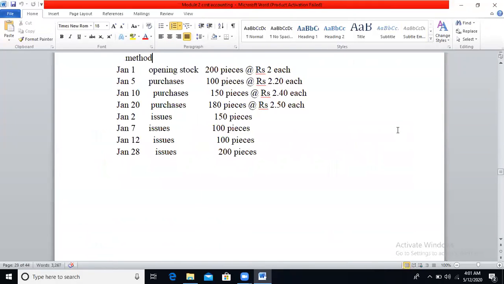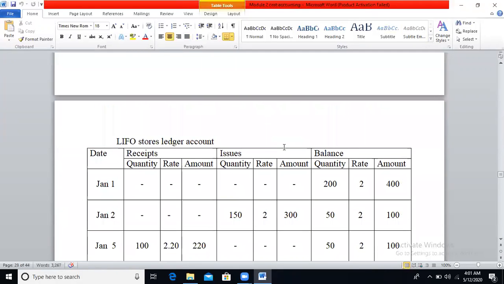Then January 2nd, we are making an issue, that is issue of 150 pieces. January 2nd, we are issuing. See the balance in the balance column. Here we are having only one balance. So we have to issue at this price only. So the number of quantity to be issued will be 150 pieces.